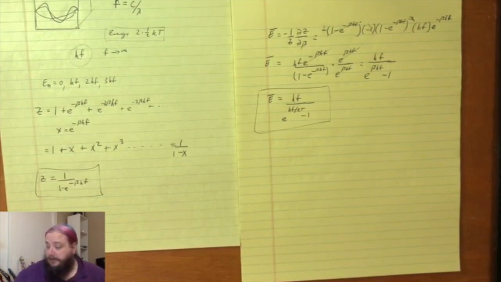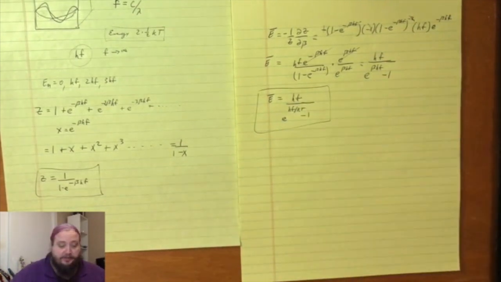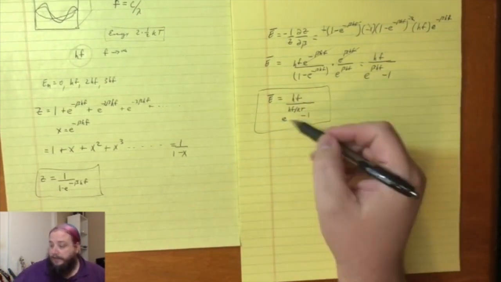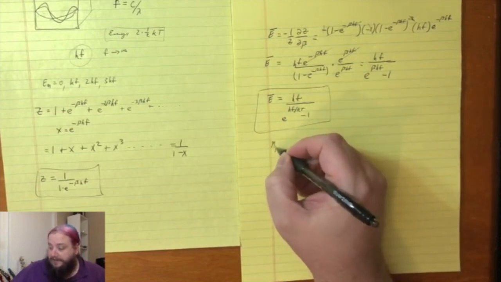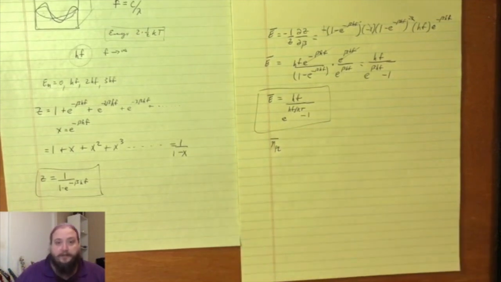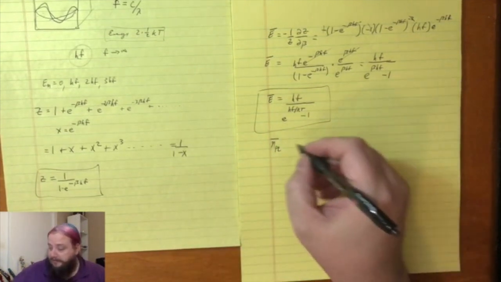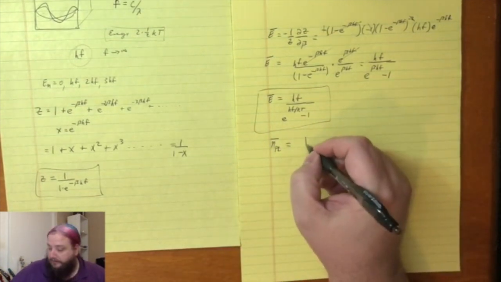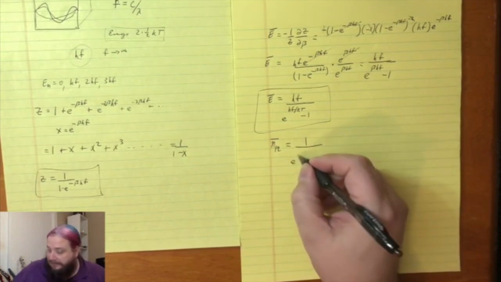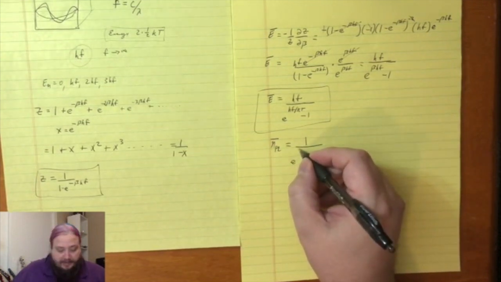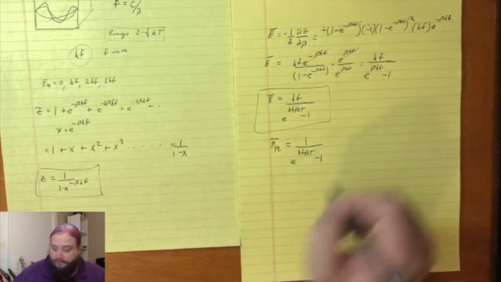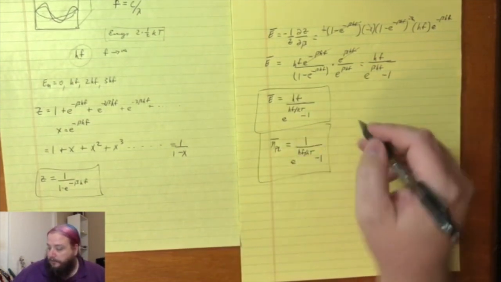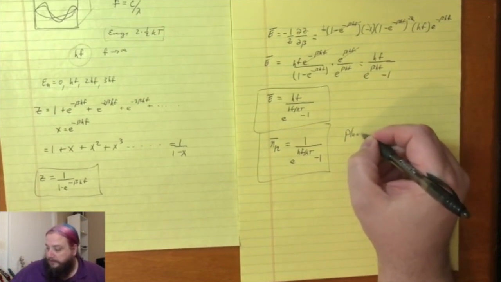And if energy comes in chunks of hf, then we could interpret this as saying that the number of excitations of each mode is just given by the distribution function 1 over e to the hf over kT minus 1, which we call the Planck distribution.